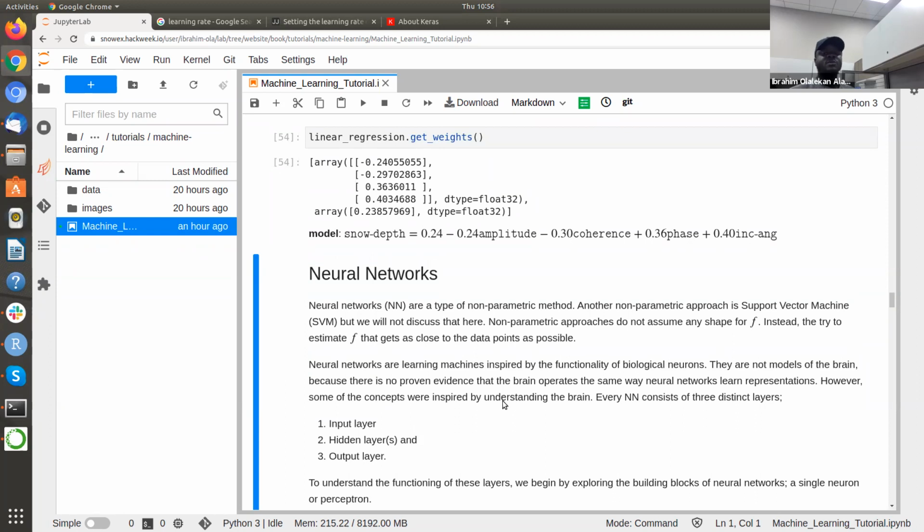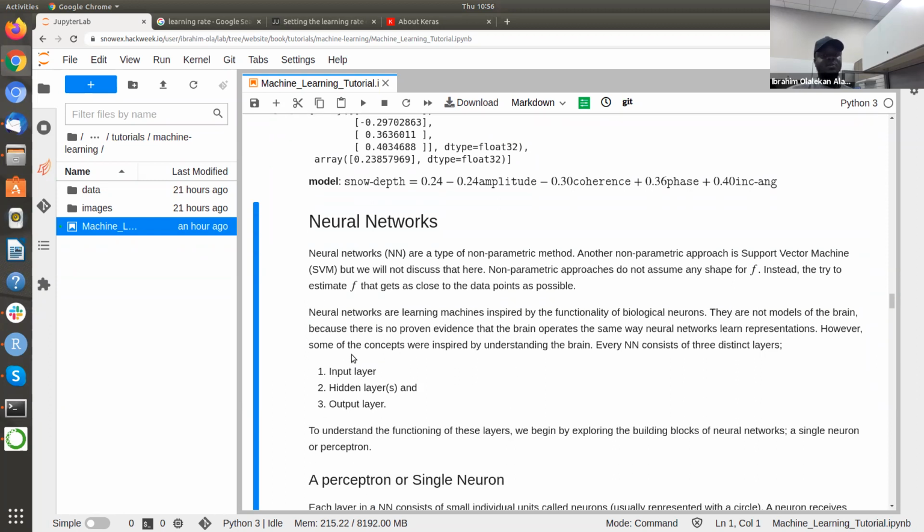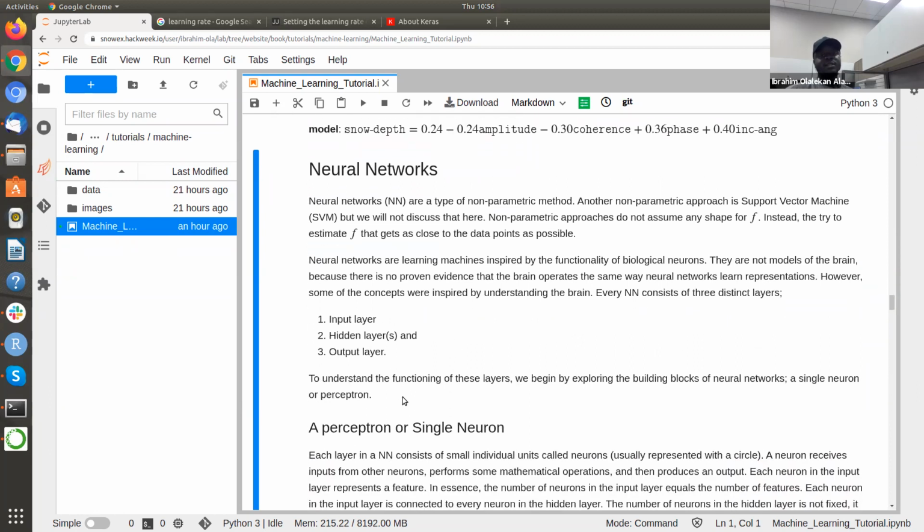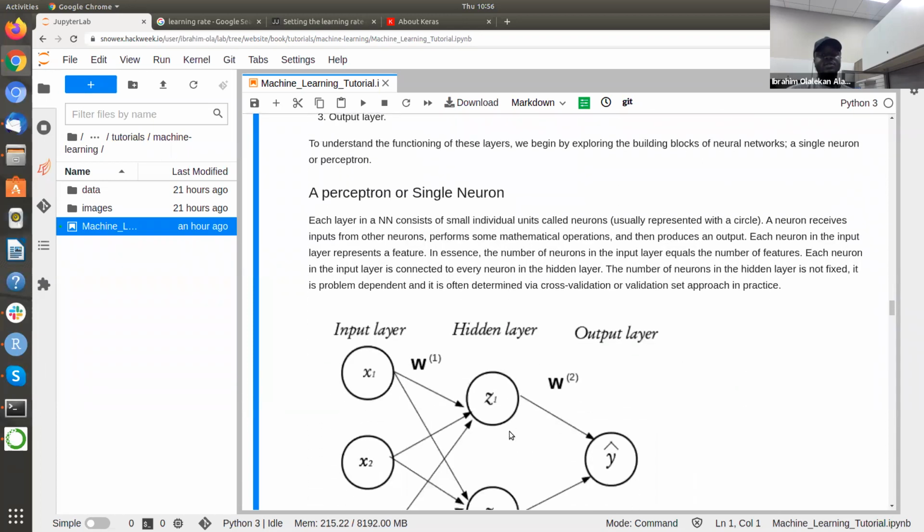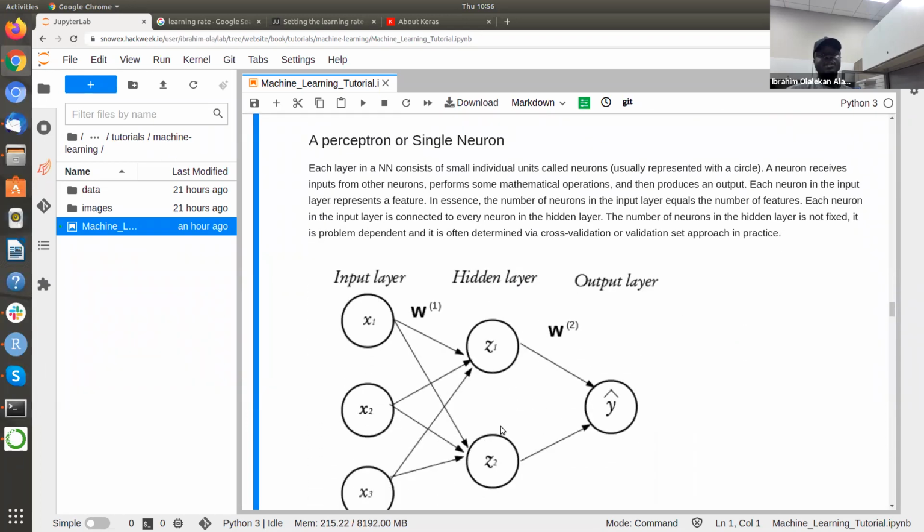So every neural network consists of 3 layers. We have the input layer, we have the hidden layers, and then we have the output layer. To understand the functioning of these layers, we begin by exploring the building blocks of neural networks. The building block of every neural network is a single neuron or a perceptron. This is often how we represent a neural network, and each of these nodes here is called a perceptron.